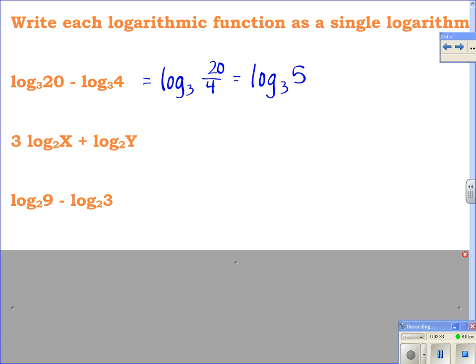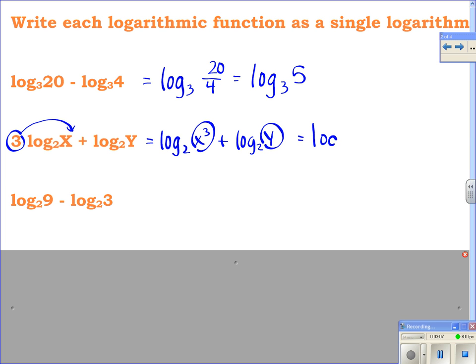All right, the next one. Remember that any number in front was really up as an exponent on that variable or number. So let's take this in 2 steps. This will now look like log base 2 of x cubed plus log base 2 of y. Now if there's a plus separating the 2 logs, when you put them together, remember we multiply our 2 items, this item and this item. So now we have log base 2 of x cubed y.